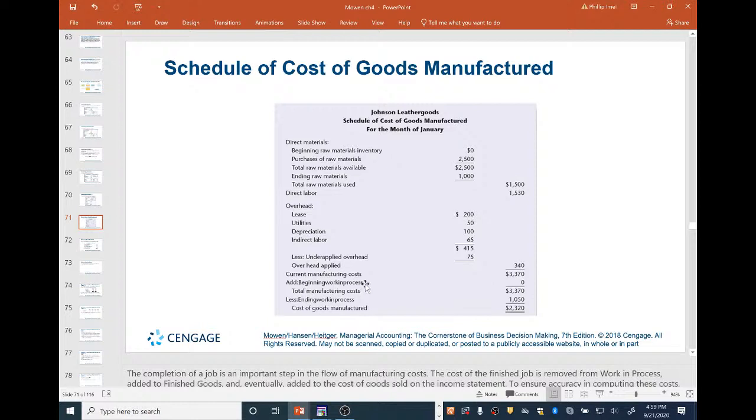Then to get the current manufacturing costs, we just sum the three of these together because remember it's direct materials, direct labor, and the manufacturing overhead. But in this case, we want the applied, right? So this is pretty much just a breakdown of where you get each individual cost. Anyone confused on this right here?